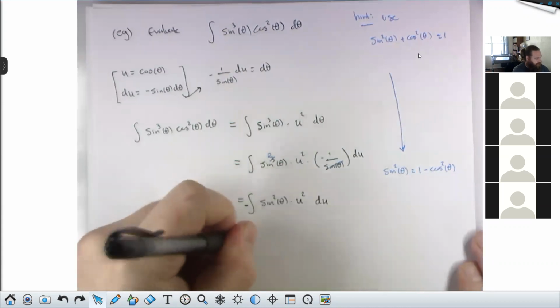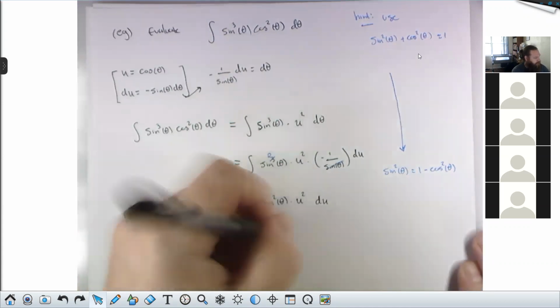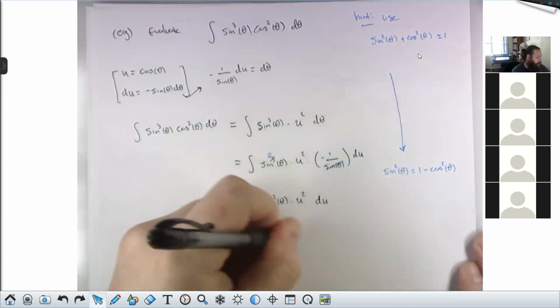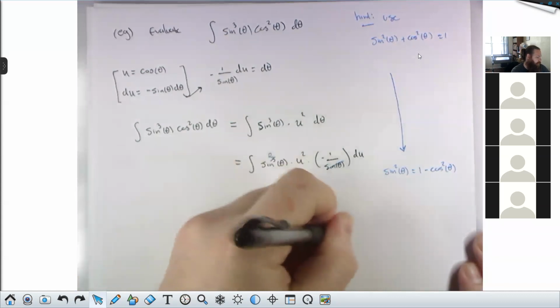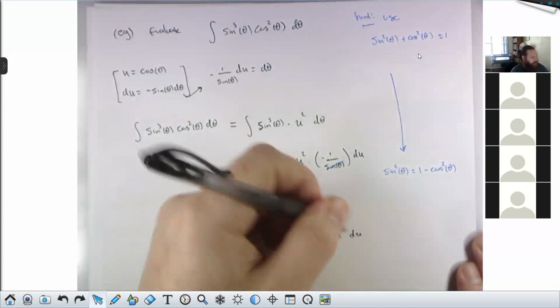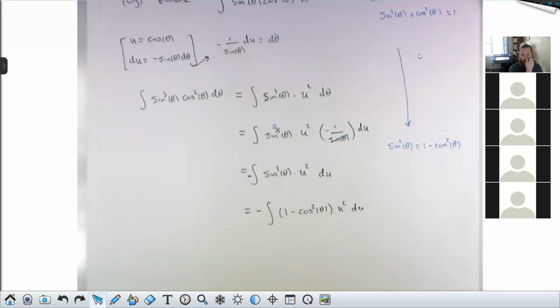So let me just plug that in and then we'll take a look at it. Integral, negative integral, 1 minus cos squared theta times u squared du. Why is this good? What is 1 minus cos squared theta? Remember, my goal is to replace this by its equivalent expression in terms of the variable u. How does this help me do that?